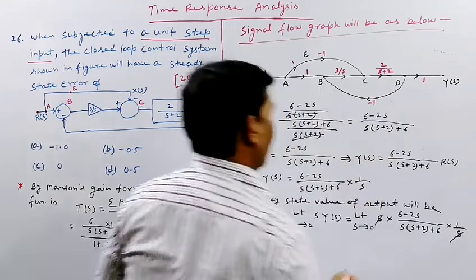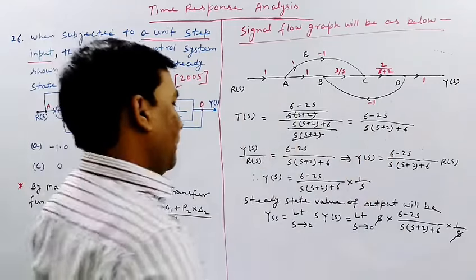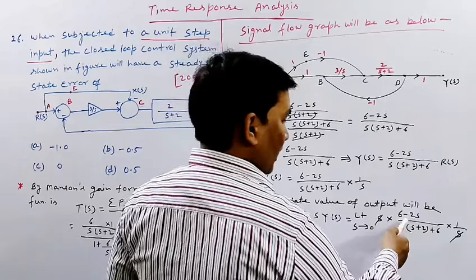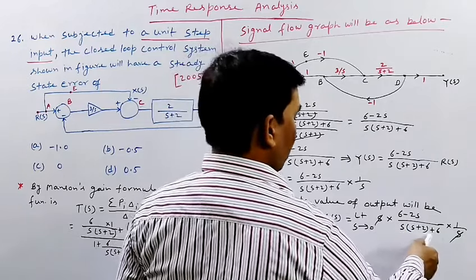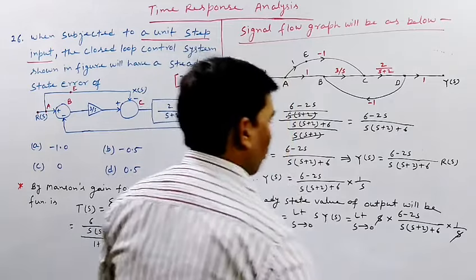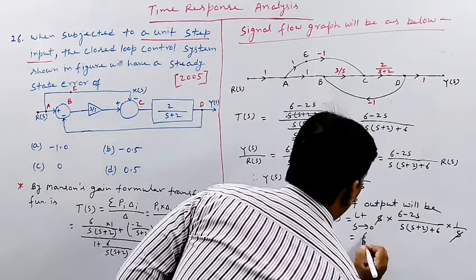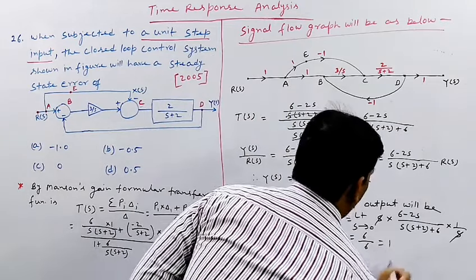So s will cancel out each other. Now if we put s equal to 0, then the numerator will be 6, and if we put s equal to 0 in the denominator, then it will also be 6. So it will be 6 by 6. So finally we will get 1.